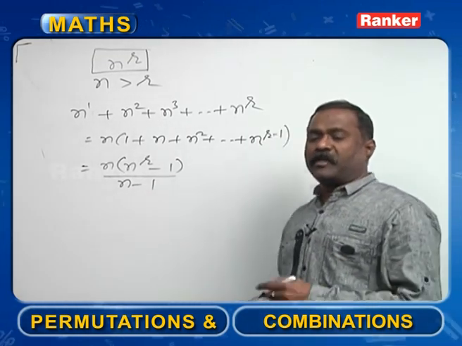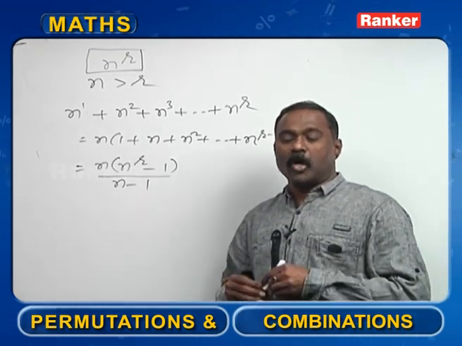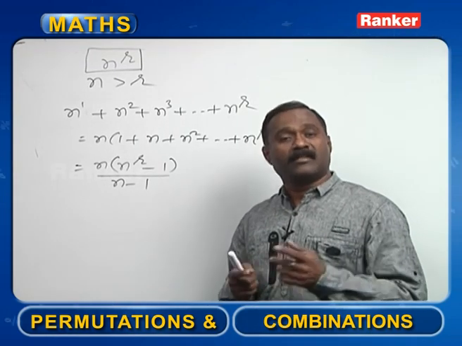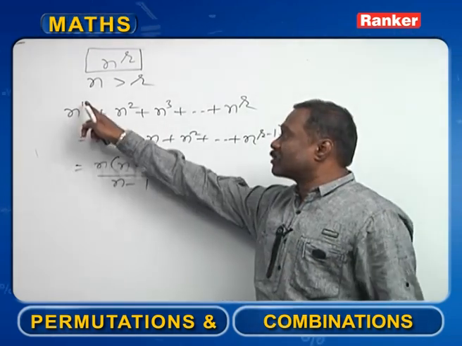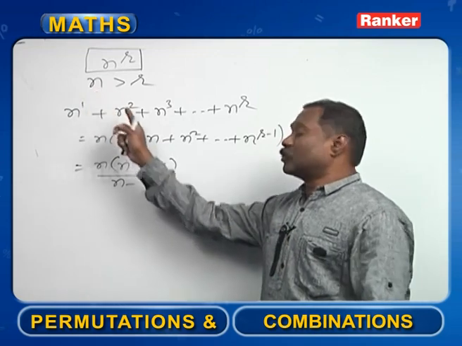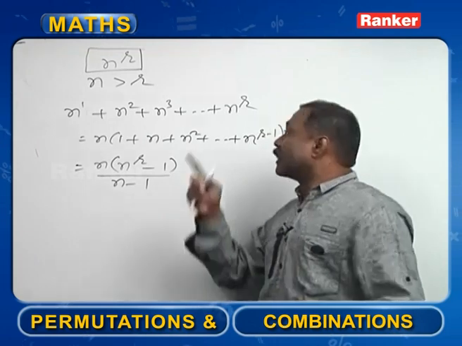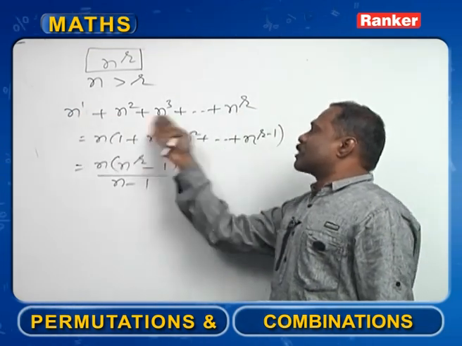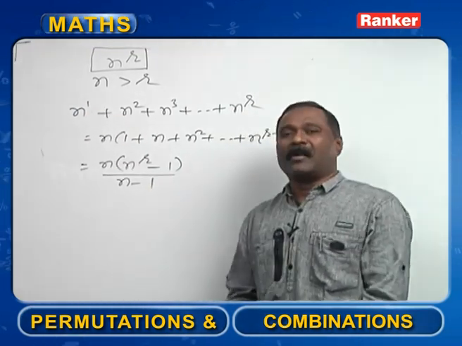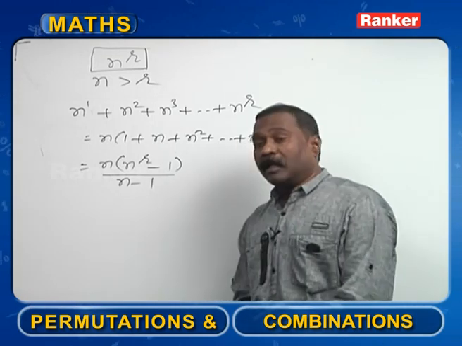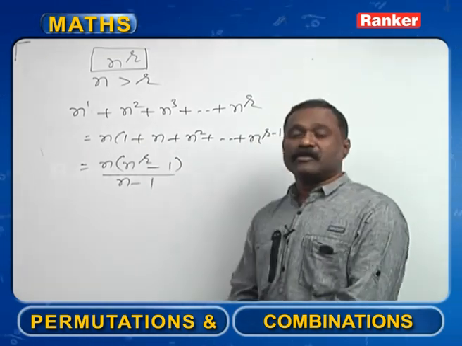So, the number of permutations of n dissimilar things taken not more than r at a time. What does it mean? Not more than r at a time means in this case we have taken only 1. In this case we have taken 2. In this case we have taken 3. In this case we have taken r, a maximum of r. So, the sum of all these will give you n into n power r minus 1 upon n minus 1. This is the sum to r terms of a GP.